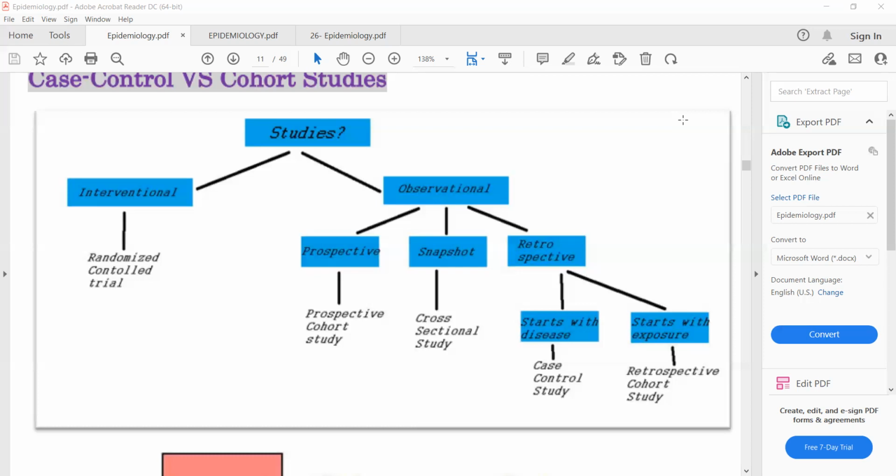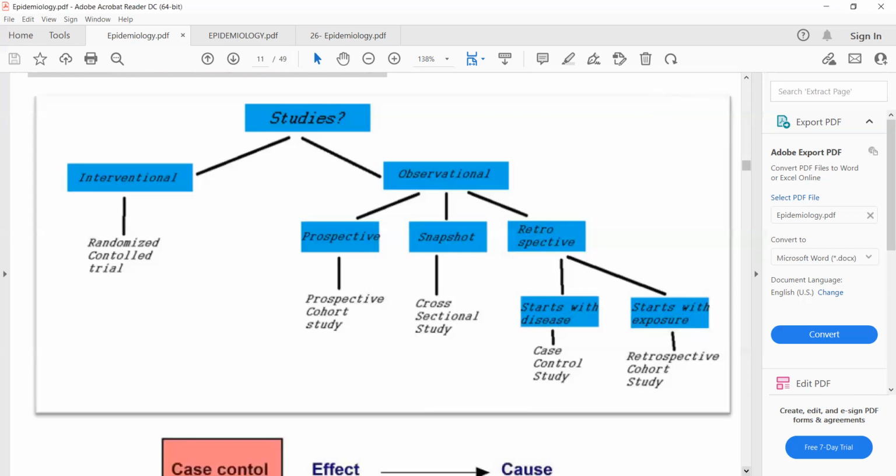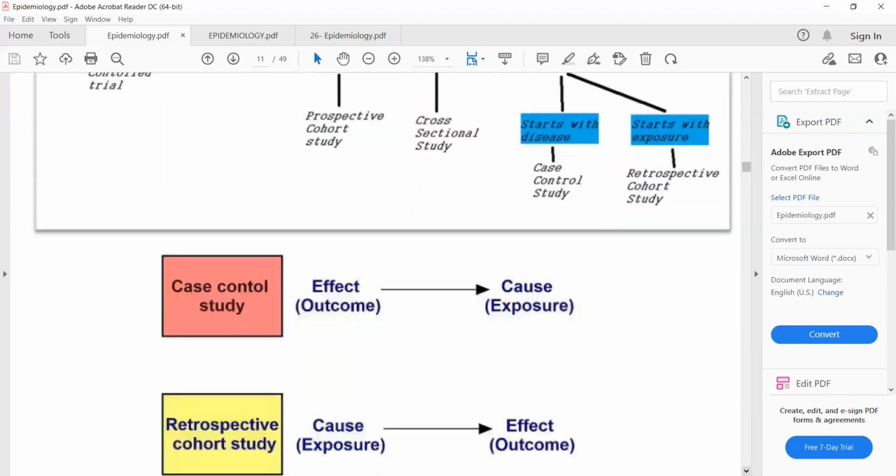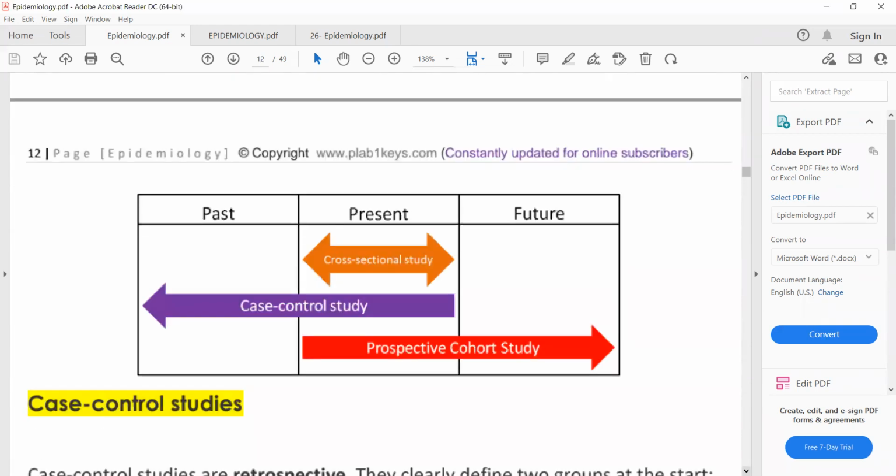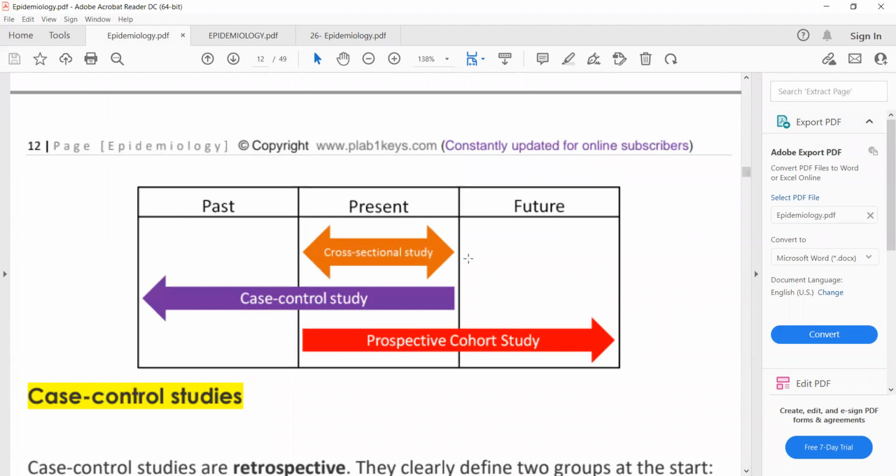Cross-sectional study is done in the present. And retrospective studies, they are done in the past. So past, present, and future. The cross-sectional study is done in the present. For example, we'll select a cross-section or a population, and then we'll see the association of certain risk factor with certain diseases.